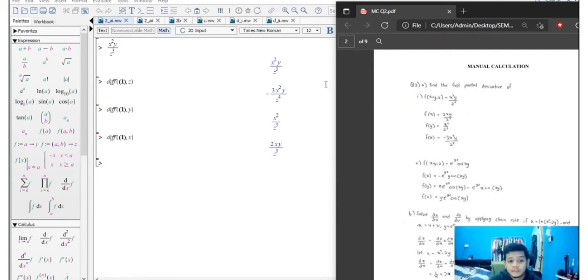So I use the app Maple to verify my manual calculation. Firstly, question 2A: find the first partial derivative of this A1. We put this equation into Maple and then differentiate it. We type diff x, and we get the answer, diff y, dz. My manual calculation is the same as this Maple result.